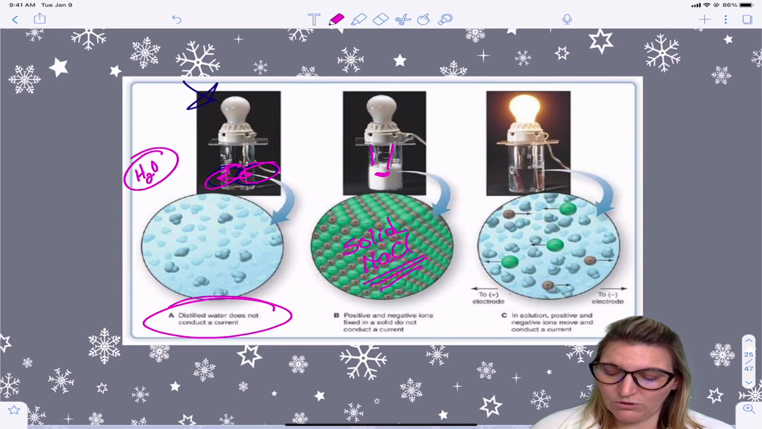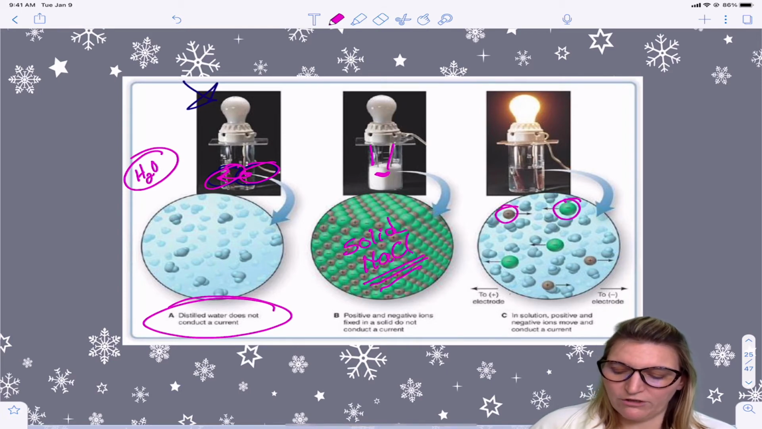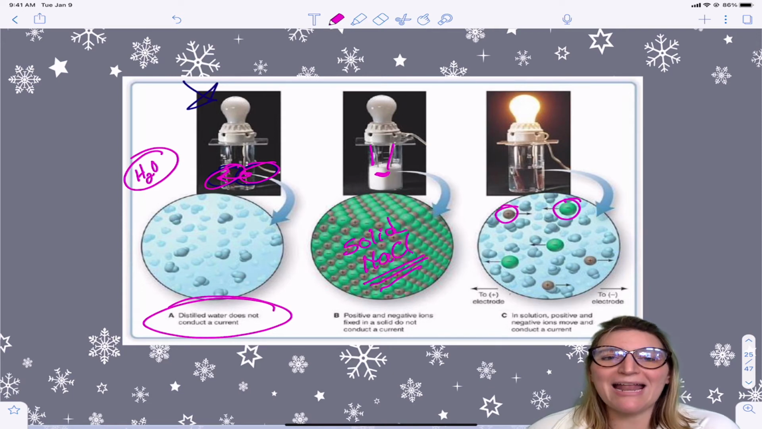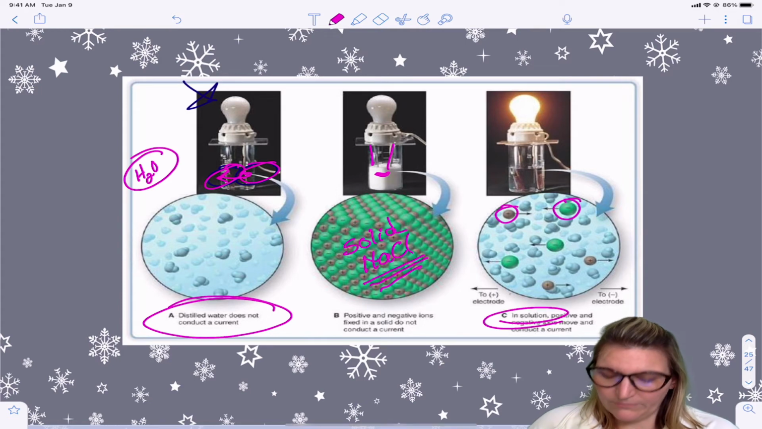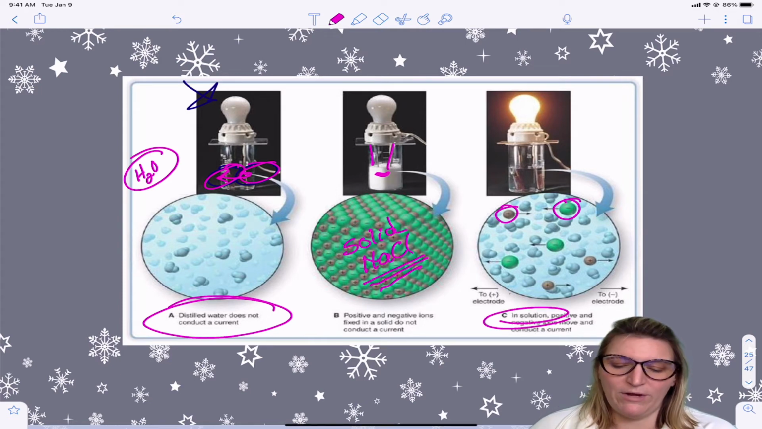But when I mix those two, I now have charged particles that are free to move, which is able to conduct electricity. All electricity really is, is a flow of a charge. That could be ions, that could be electrons, but as long as a charge can flow, that is what electricity is. So in this solution of salt and water, we do have those two cases that need to be in place for it to conduct electricity. The solution contains charged particles, and those charged particles are free to move.